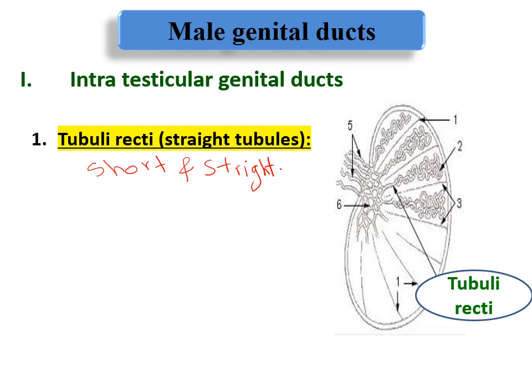Since they are the continuation of the seminiferous tubule, in the first part they are lined by Sertoli-like cells, whereas they are lined by simple cuboidal epithelium in the last area.